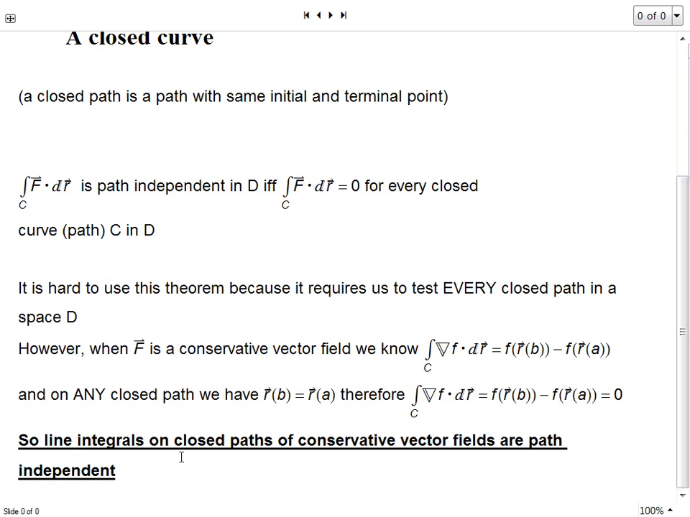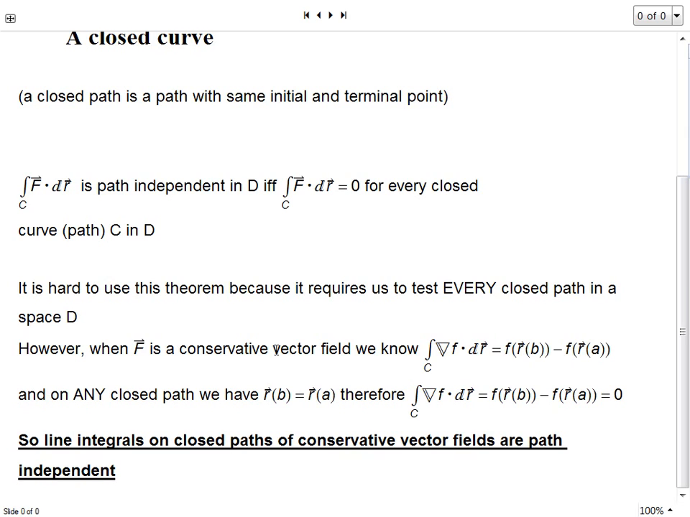So line integrals on closed paths of conservative vector fields are path independent. Any closed path, if you try to do a line integral on that closed path and your vector field comes from the gradient of something, it's path independent. Which means it doesn't matter how you get between those two points, any curve in between.